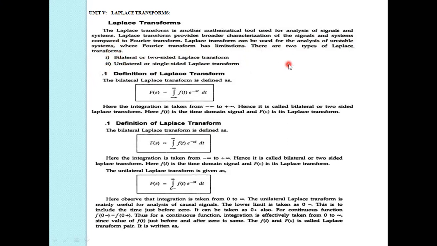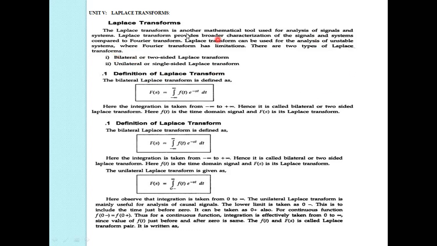Bilateral and unilateral, both are the same. Only in one property is there a difference between bilateral and unilateral. Remaining is all similar. The simple definition: unilateral is for the positive real axis. Bilateral means including the negative real axis also. From minus infinite to 0 and 0 to infinite, there is a left-sided and a right-sided part. Two-sided, from minus infinite to infinite, we can call bilateral. Unilateral, we take only from 0 to infinite, only the positive real axis.